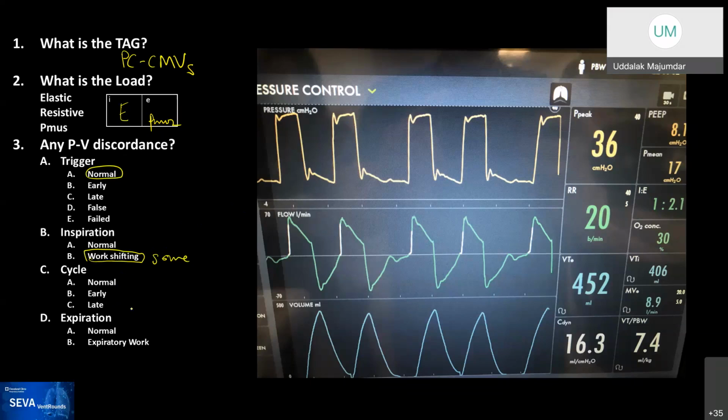Cycle. Breathe. Cycle. I would say cycle seems to be normal. Expiratory, I think there is expiratory work.